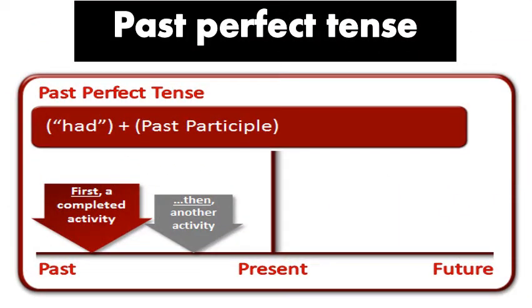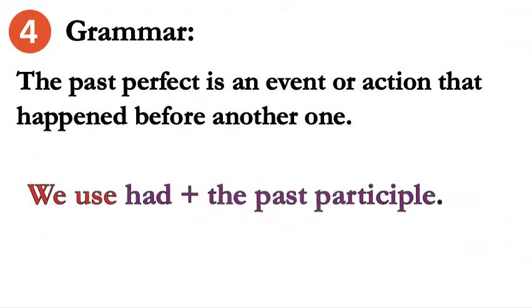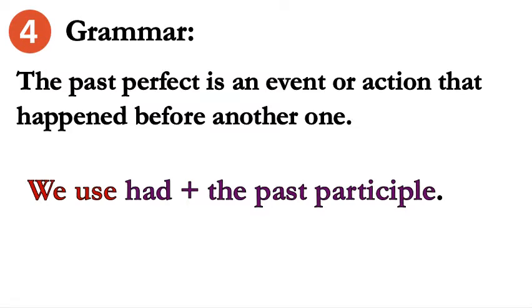Past Perfect Tense. Past perfect tense consists of had plus past participle. First, a completed activity, then another activity. The completed activity, we put it in the past perfect, then we use the past simple. The past perfect is an event or action that happened before another one. We use had plus the past participle of the verb.